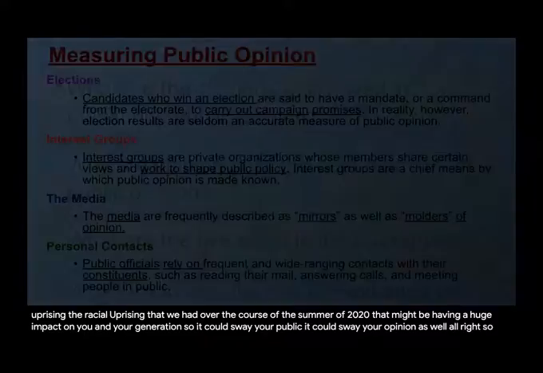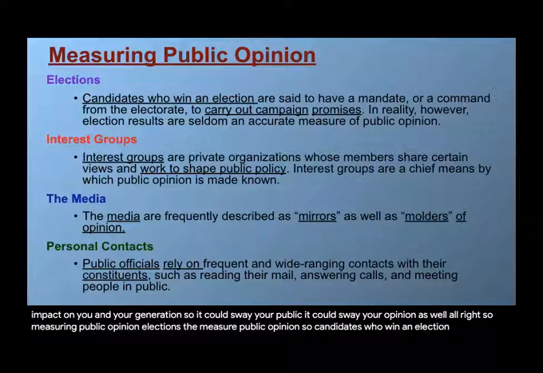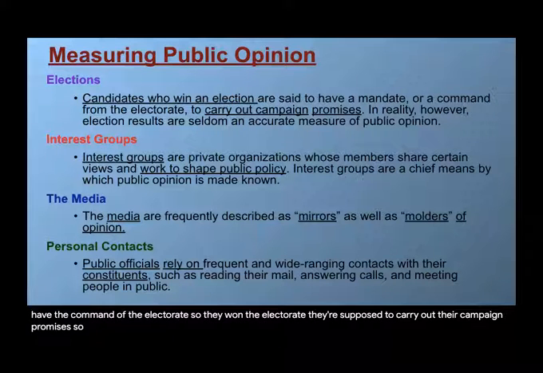All right, so measuring public opinion. We have elections that measure public opinion. Candidates who win an election are said to have the command of the electorate. They won the electorate, and they're supposed to carry out their campaign promises. So often that's a way to measure public opinion.